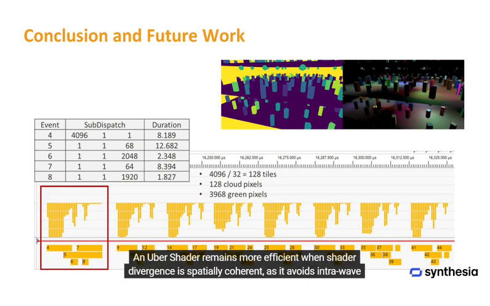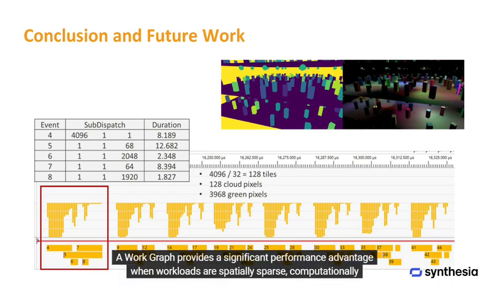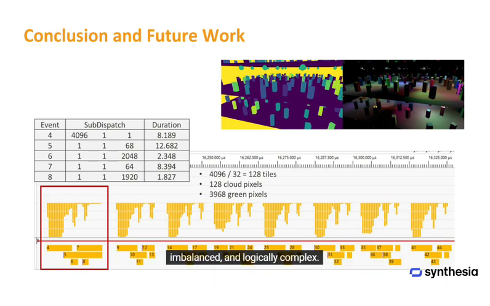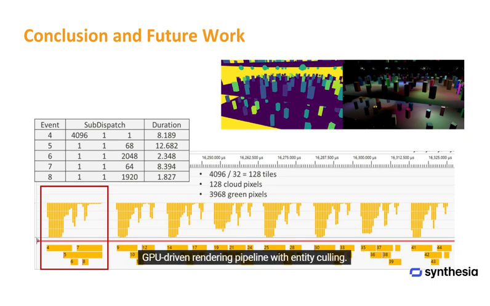An Uber shader remains more efficient when shader divergence is spatially coherent, as it avoids intra-wave branching and incurs no rescheduling overhead. A work graph provides a significant performance advantage when workloads are spatially sparse, computationally imbalanced, and logically complex. The next logical step is to benchmark a hybrid pipeline, specifically integrating a mesh node to create a fully GPU-driven rendering pipeline with entity culling.